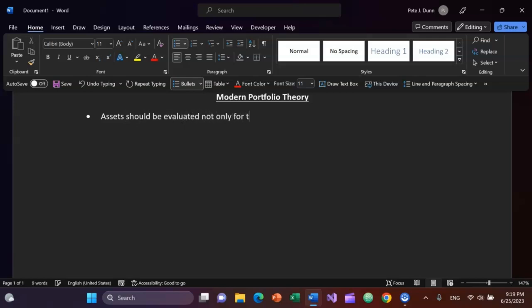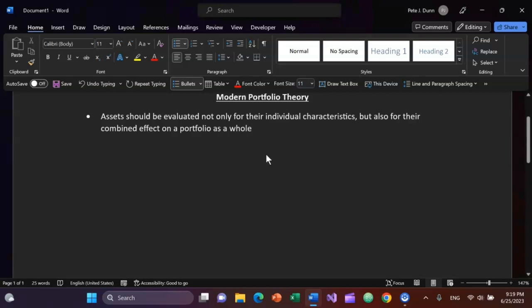The first key takeaway is assets should be evaluated not only for their individual characteristics, but also for their combined effect on a portfolio as a whole. I can do spell check. It looks good. I'll give a reason why.